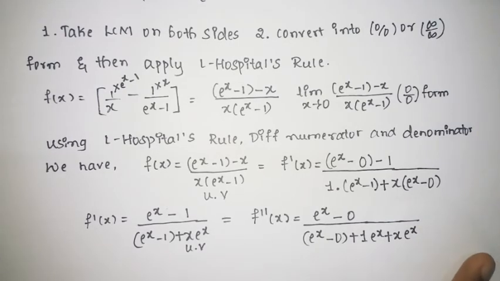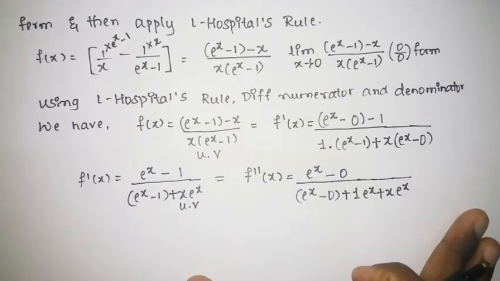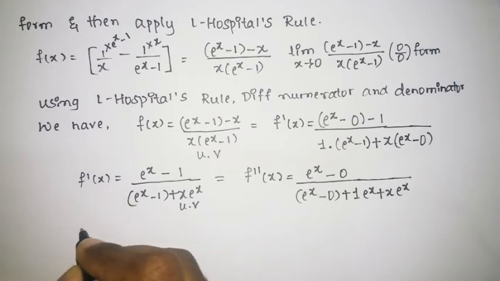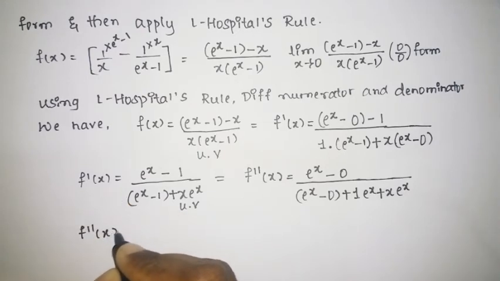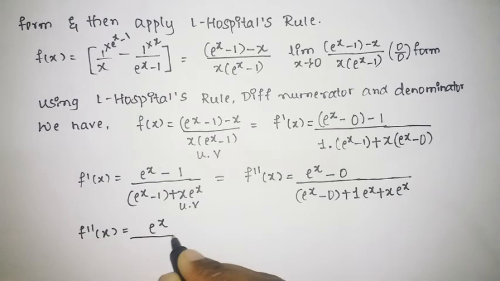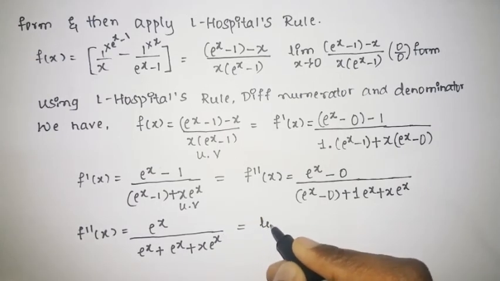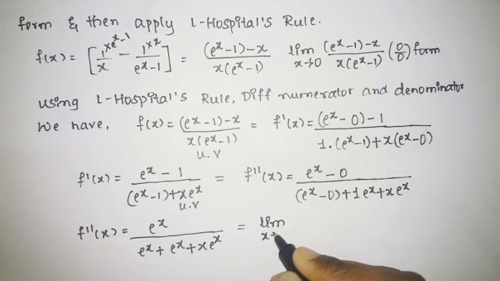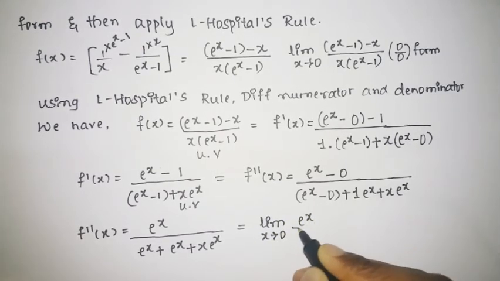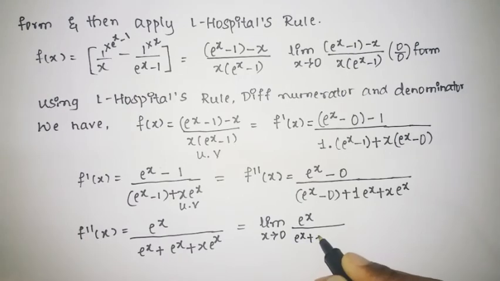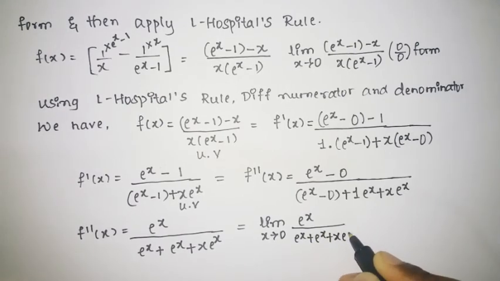Therefore we shall write f double dash of x equal to e raised to x whole divided by e raised to x plus e raised to x plus x into e raised to x. Now we shall directly apply the limit as x tends to 0. Limit as x tends to 0 of e raised to x whole divided by e raised to x plus e raised to x plus x into e raised to x.